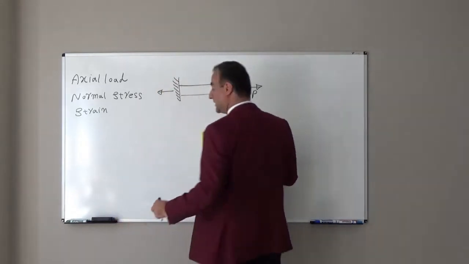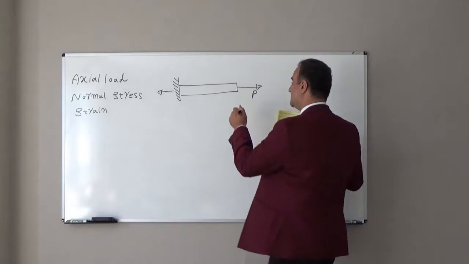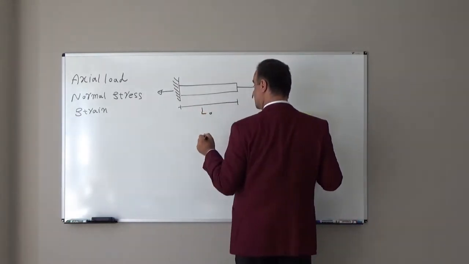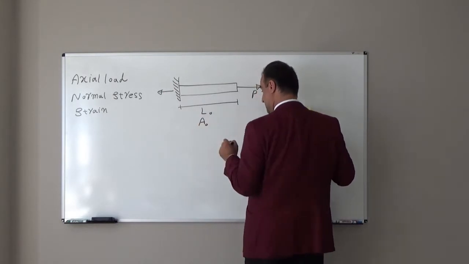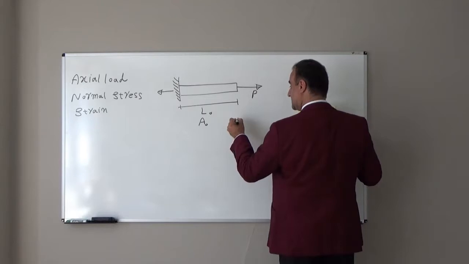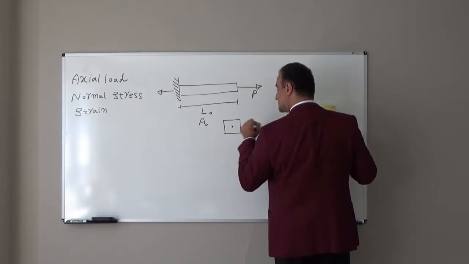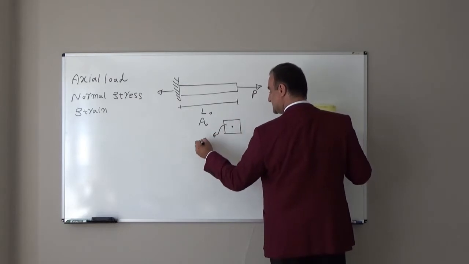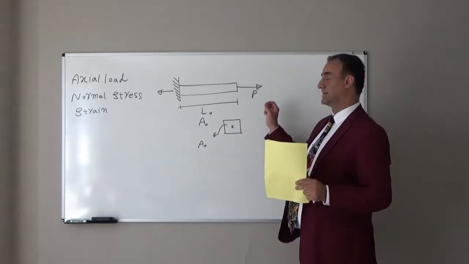And we apply this external load in the centroid of the cross-sectional area. For example, the length of this bar is L naught, and the initial cross-sectional area is A naught. And the cross-sectional area shape, assume it is square. We apply this load exactly in the center. The cross-sectional area is A naught, and we apply force P exactly in the center.